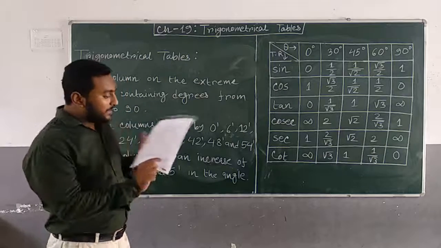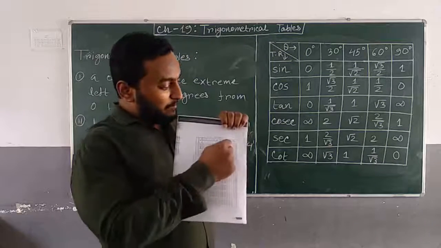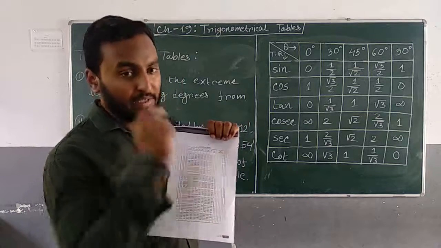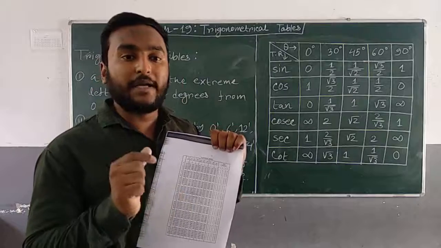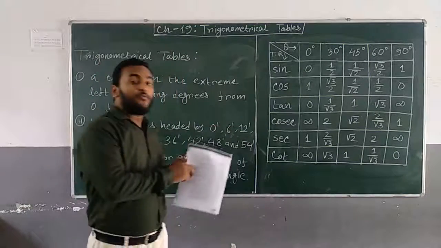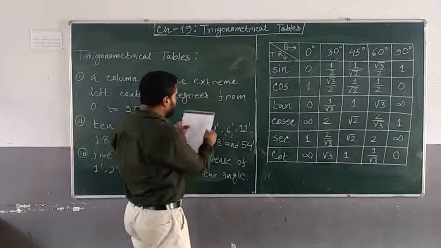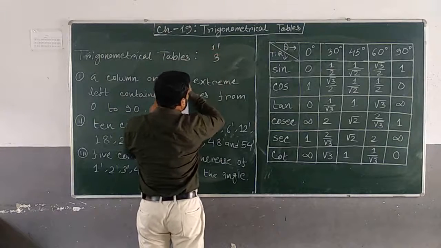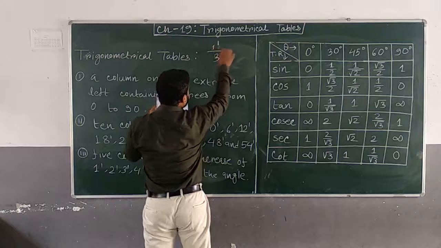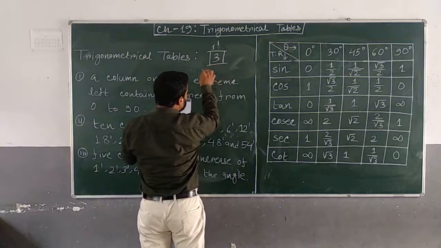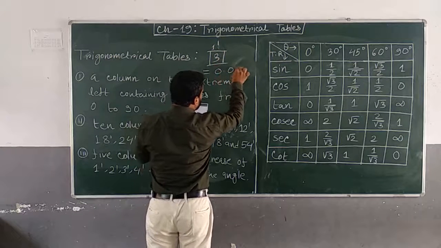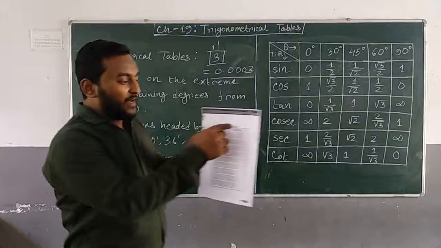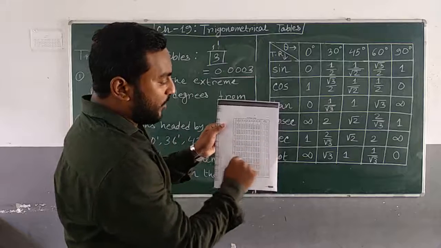But another thing is there, in the mean differences column, see here 3, 6, 9, 12, 15. These values you have to write in the form of 4 decimal places. Suppose in mean differences for 1 minute it is given 3. But actually this value is equal to 0.0003. You have to write like this. In the minute columns, it is already given in 4 decimal places.